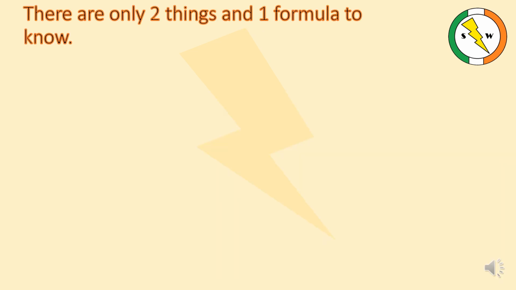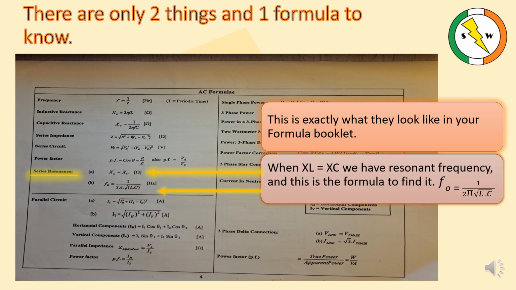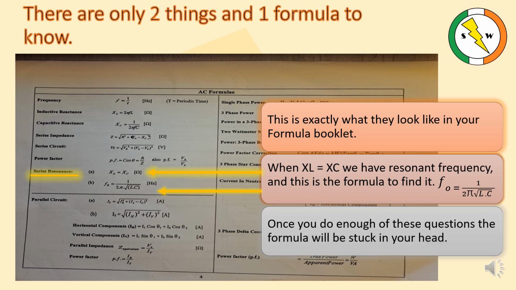There are only 2 things and 1 formula to know. So that's 2 things total and 1 formula. This is exactly what they look like in your formula book that you'll have on the day of your exam. One of the 2 things you need to know is XL equals XC. So that's inductive reactance is equal to capacitive reactance. So when they're the same value, we have resonant frequency. And that's all that it means. And this is the formula here that we use to find it. And it's in the section called series resonance. So once you do enough of these questions, the formula will be stuck in your head, and it's only 1 formula, and that's all you'll need to know for full marks.